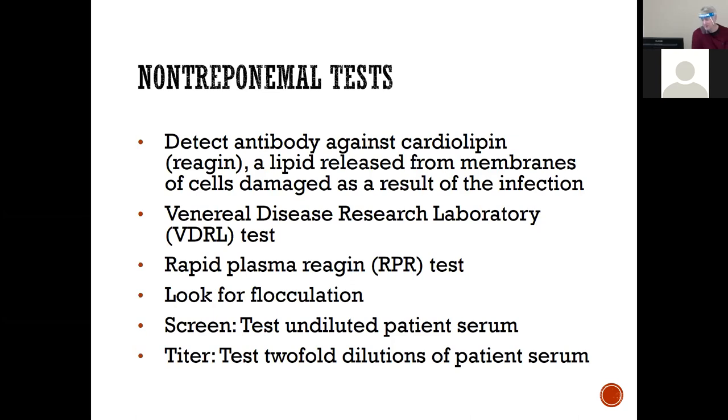Good. Good job. All right, so this screen test is we take our patient's serum, which we're going to do today, and we're going to put it onto a card, and we're going to add, right? We're going to add the cardiolipin. We're going to add the reagin. We have that. And it's attached with charcoal in our test kit. So the charcoal lets us view it if it starts to flocculate, which is a little clumping.